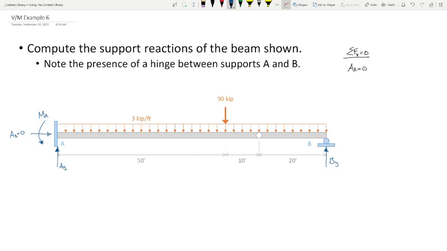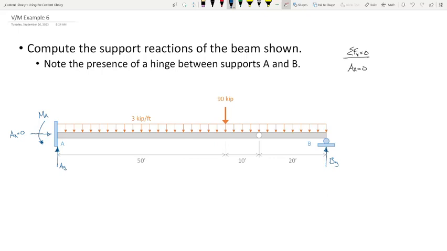What's going to happen if I sum forces in the y direction? How much force do I have going down? Well, I've got 90 kips, and I've got 3 kips per foot times 80, so 240. So 240 and 90 is 330. So I have 330 kips going downward. What do I have going upward?